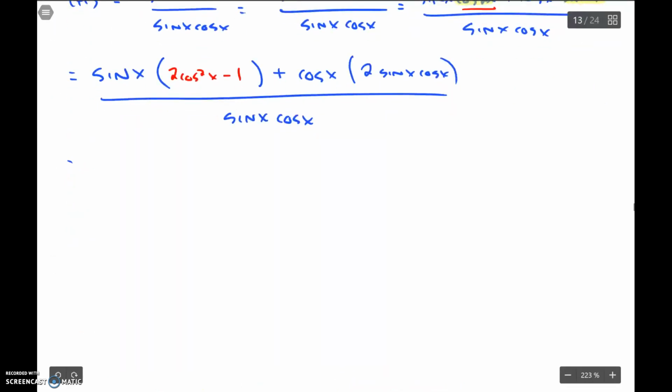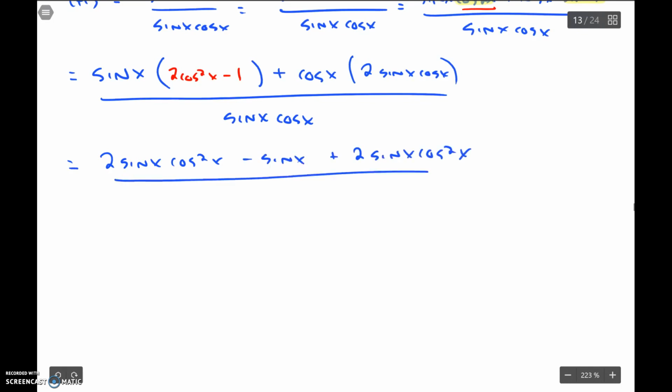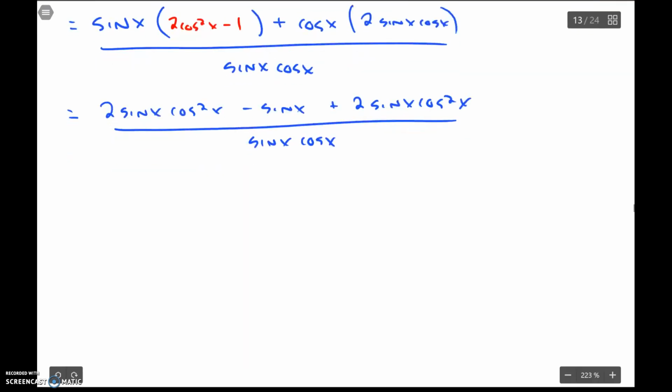See what it does. So if I distribute this, I get 2 sine x cosine squared x minus sine x plus 2 sine x cosine squared x all over sine x cosine x. Okay, this didn't work out how I was planning. I was kind of thinking they'd maybe disappear, but they're obviously not. So 2 of these plus 2 of those is 4 of those. I'm getting a little nervous right now because I'm not seeing it anymore.